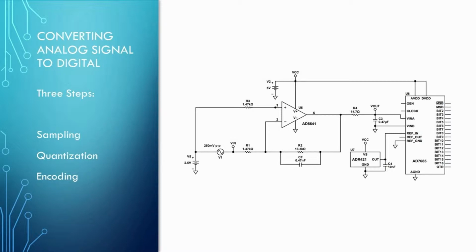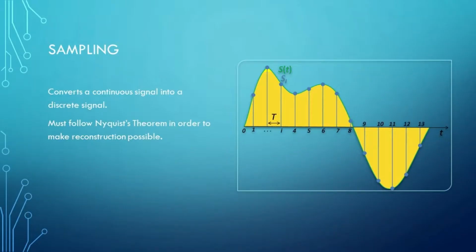So how do we convert from analog to digital? There are basically three simple steps. They are called sampling, quantization, and encoding. And I'm going to briefly walk you through each of these steps. Now, what is sampling? Sampling is basically the first step of the analog to digital conversion.